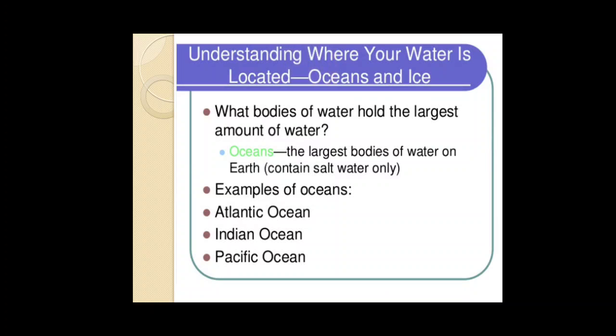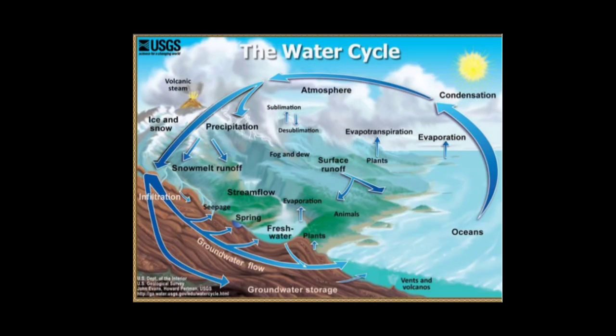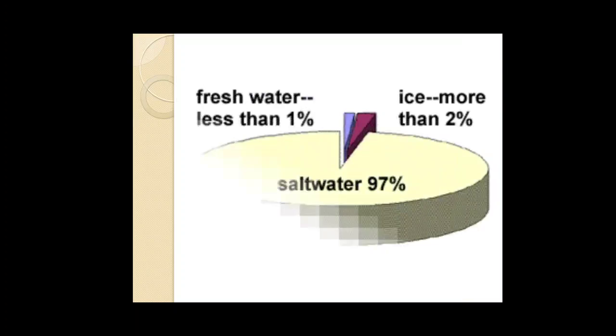What bodies of water holds the largest amount of water? Yes, it is oceans. The largest body of water is called ocean. It contains salt water only. Some of the examples of oceans are Atlantic Ocean, Indian Ocean and Pacific Ocean. This is what water cycle is. I think you have read all the terms: condensation, evaporation, precipitation. This is the water cycle. Fresh water, it is less than 1%, ice more than 2%, salt water 97%.